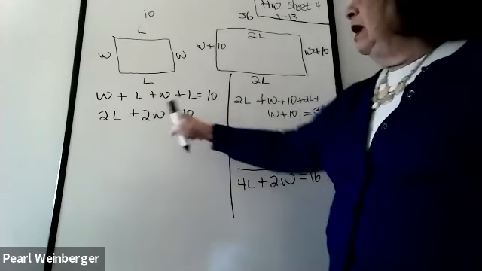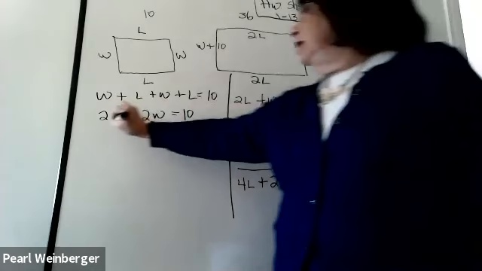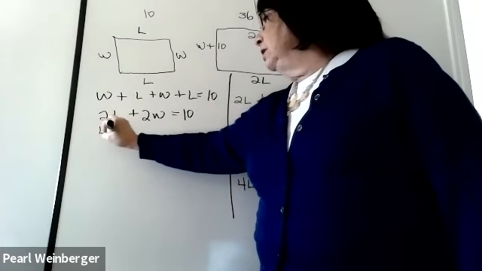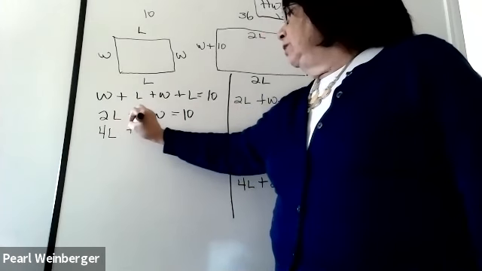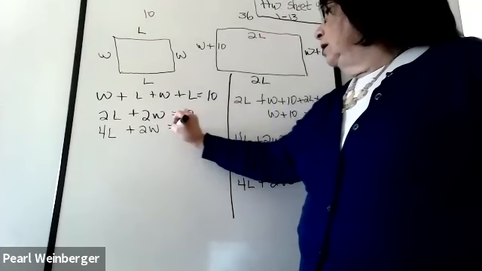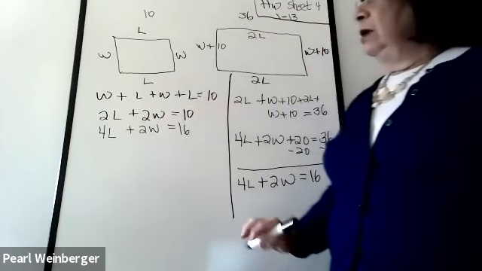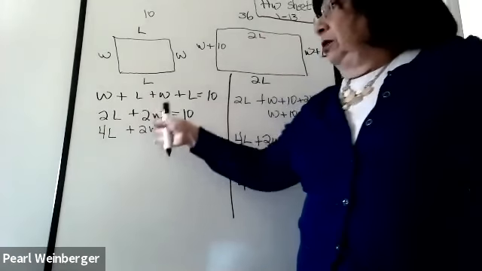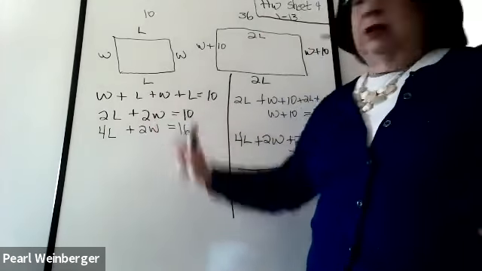Well, now I have two equations. My original equation, 2L plus 2W equals 10. And my second equation is 4L plus 2W equals 16. Okay, and now we want to get rid of either the L's or the W's. Let's get rid of the W's.